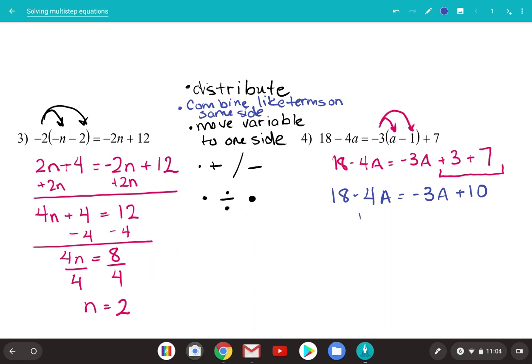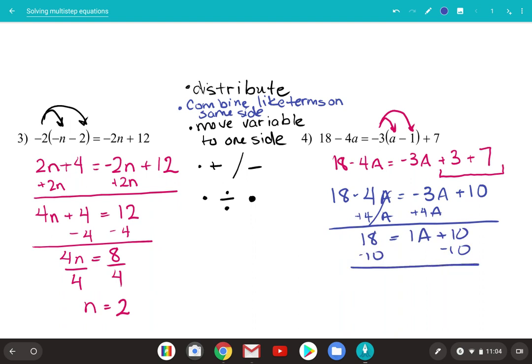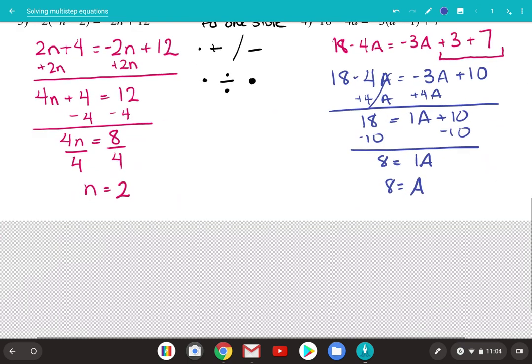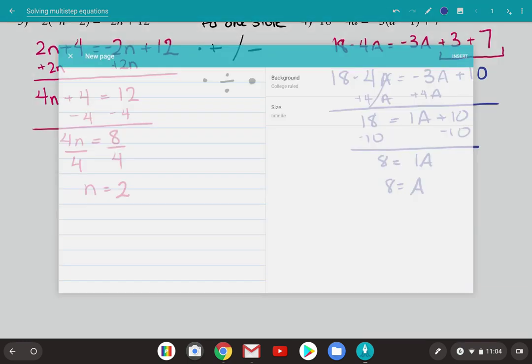Now, move the smaller a, smaller variable. Those are going to cross out. We get 1a or just a. Now, add or subtract. And if you divide by 1, it's still going to be the same thing. All right. That is how we do those. Let me see. Do we have another page? Nope.